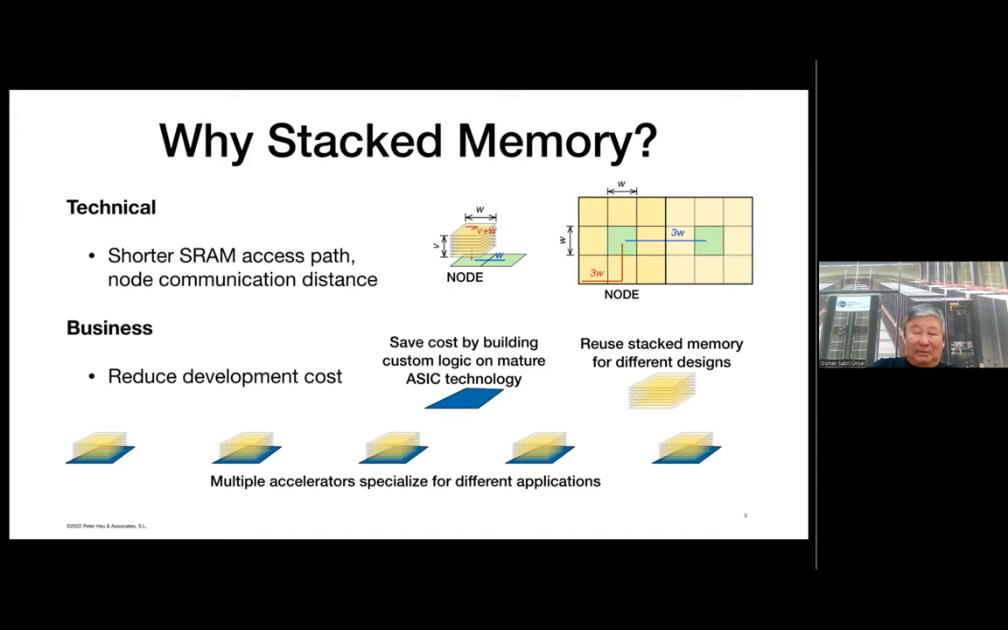So first, why stacked memory? Well, there's a technical reason and a business reason. The technical reason is that by putting the SRAM on top of the logic, as shown on the left, the planar version, or the same large silicon chip version, is on the right. So the yellow is SRAM and the green is logic. If you put the SRAM vertically stacked on top of the logic, you reduce the distance from the SRAM to the node logic, and you also reduce the inter-node communication, as shown in the picture. So that's the technical reason.